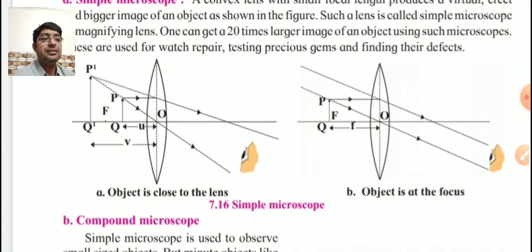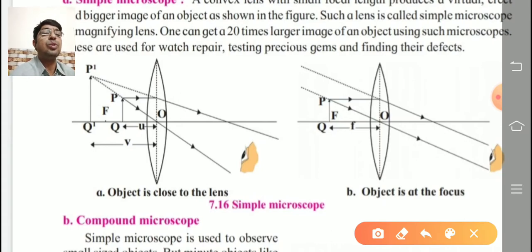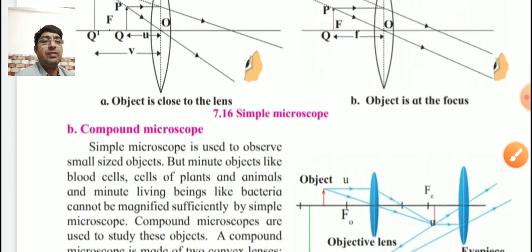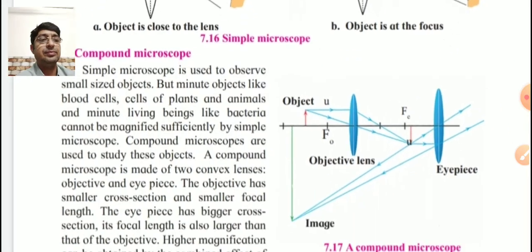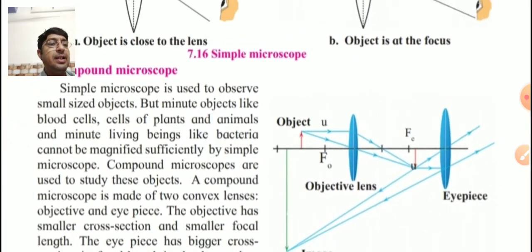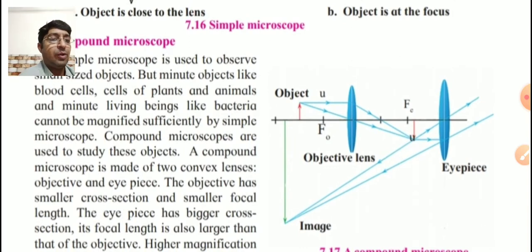Diagrams are given here. In both the diagrams, the object is close to the lens and the object is at the focus. Next, second one, compound microscope. A question is asked here: what is the construction and working of a compound microscope? So try to draw the ray diagram. Here one object is shown, one objective lens, now one eyepiece, that is this lens is close to our eye, that's why it is given the name eyepiece or eye lens. And then the image is formed.